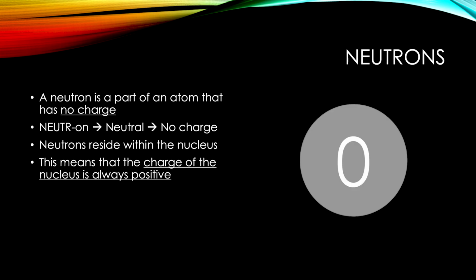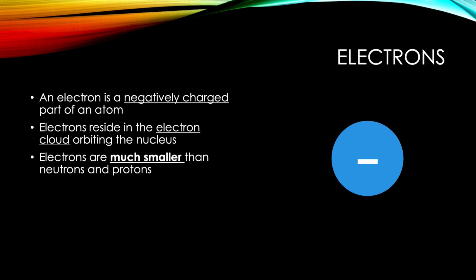Next up, neutrons. A neutron is a part of an atom that has no charge. This one is probably the easiest to remember because neutrons are neutral, and neutral means not either way. So they have no charge. And they reside in the nucleus. This means that the charge of the nucleus is always positive, because if there's no charge combined with something positively charged, it's going to be positively charged if you look at the whole thing.